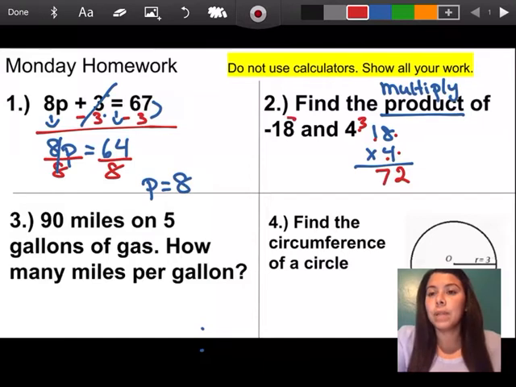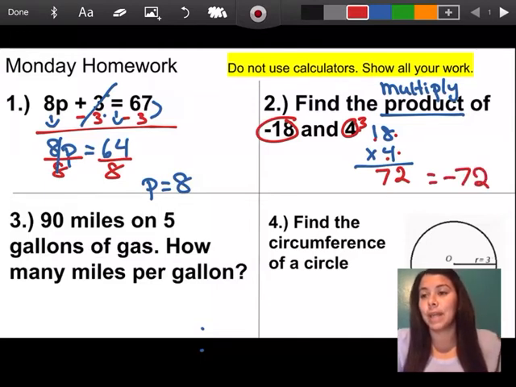We are multiplying a negative 18 and a positive 4. We're multiplying different signs, so that means that our final answer must be negative 72.